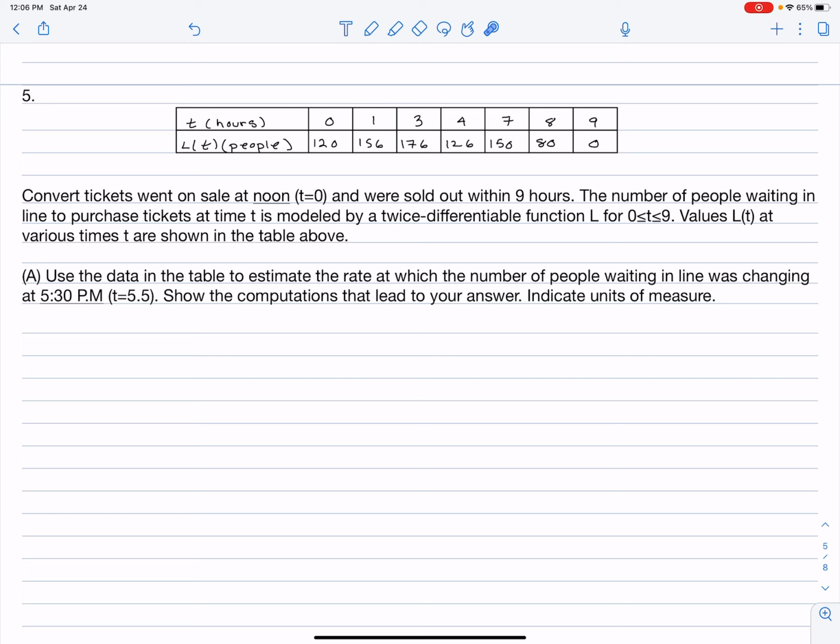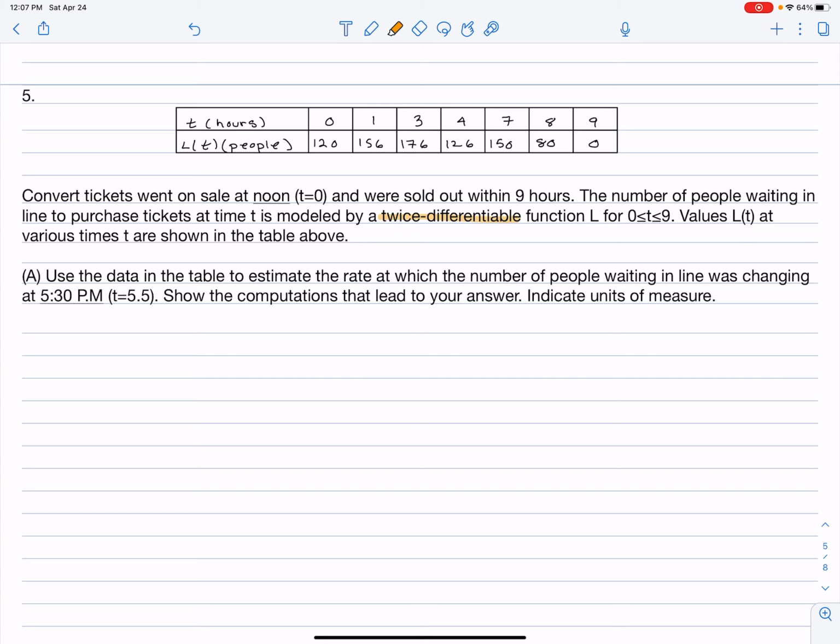Also, let's see what else. This is kind of important, so I just want to point this out. This is twice differentiable. What that basically tells us is, of course, that we can take the derivative twice, right? But it also specifically means it's continuous. So L of t is continuous, and also L prime of t is continuous. Okay, so that's pretty important, and we might want to keep that in the back of our minds. So not only is this thing twice differentiable, but it's also continuous. So what do we got here?